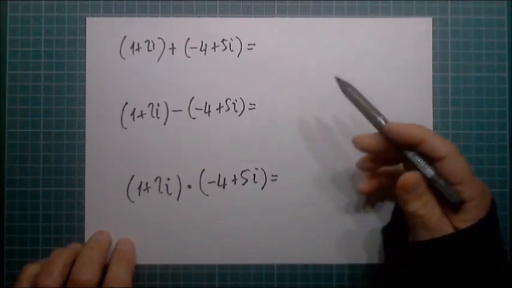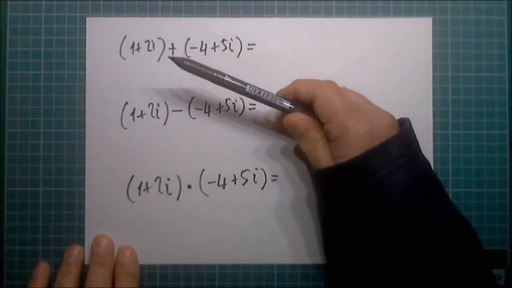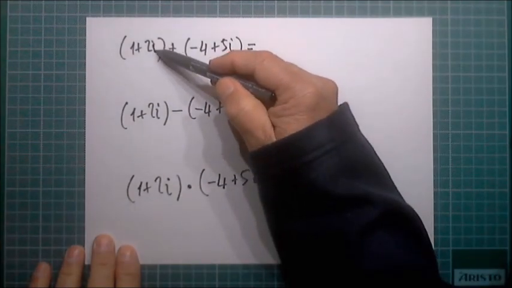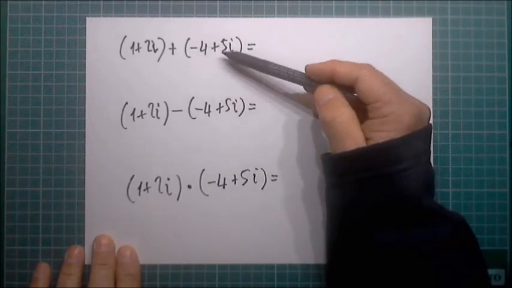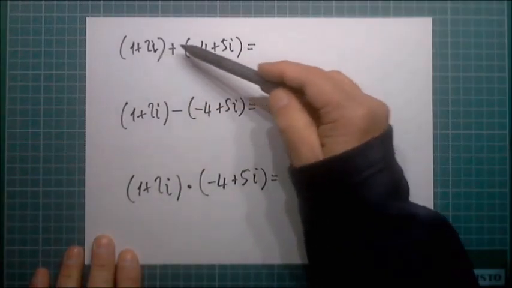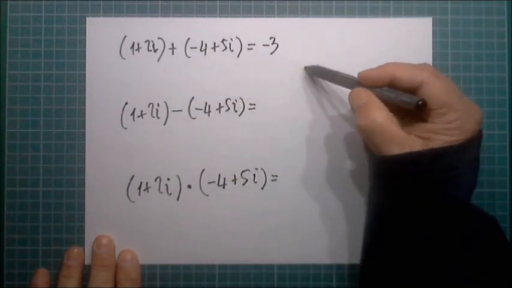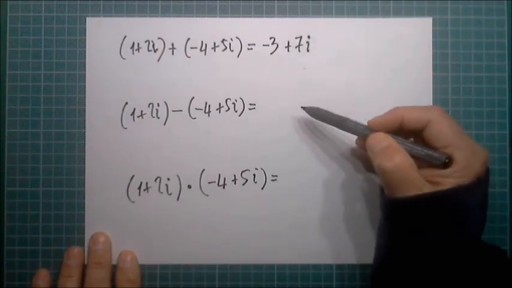Okay, let's do some arithmetic with complex numbers. Say that we want to add two complex numbers, the first one being 1 plus 2i, and the second one being minus 4 plus 5i. We add the real parts and we get minus 3, and we add the imaginary parts and we get 7i.